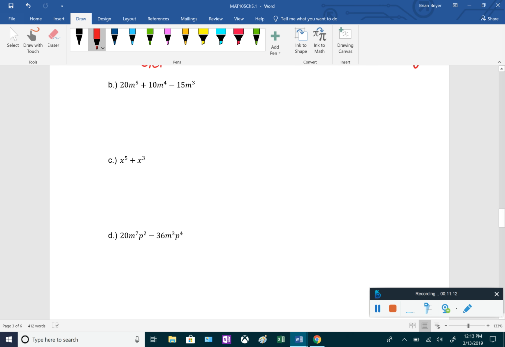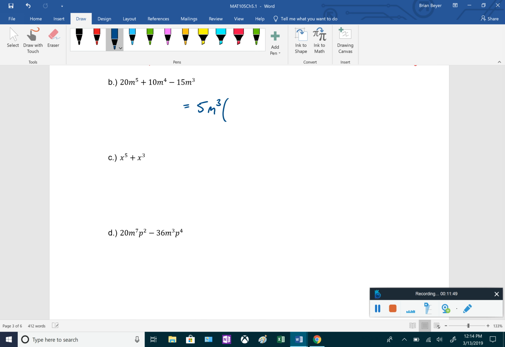Okay, next one: 20m to the 5th plus 10m to the 4th minus 15m cubed. Once again, let's do it with the numbers first, the coefficients. The GCF of 20, 10, and negative 15 is just going to be a 5. Sometimes it's good to also factor out a negative. In this case, I'm not going to. If the leading term is negative, that's when it tends to be a good idea to also factor out the negative. So the GCF of the variables is going to be m cubed because it's the smallest exponent.